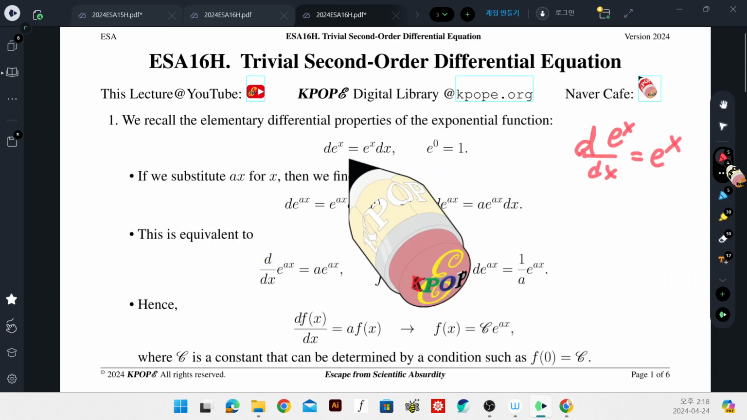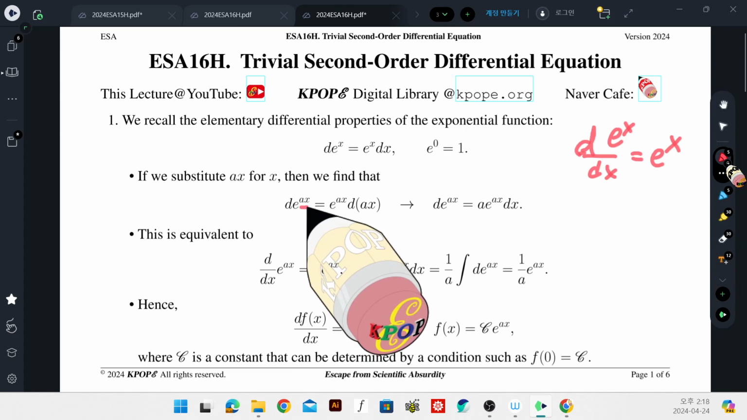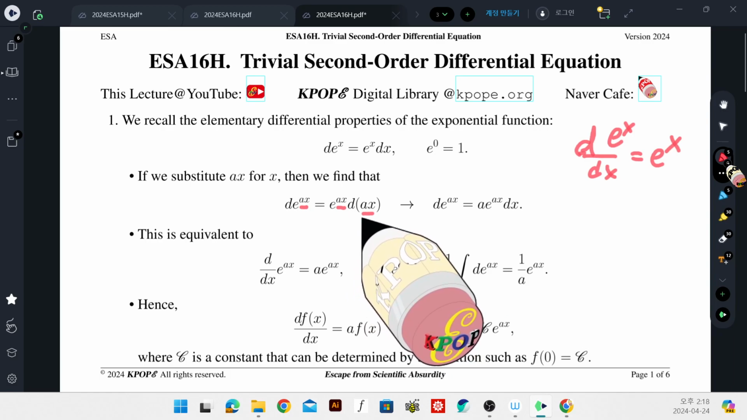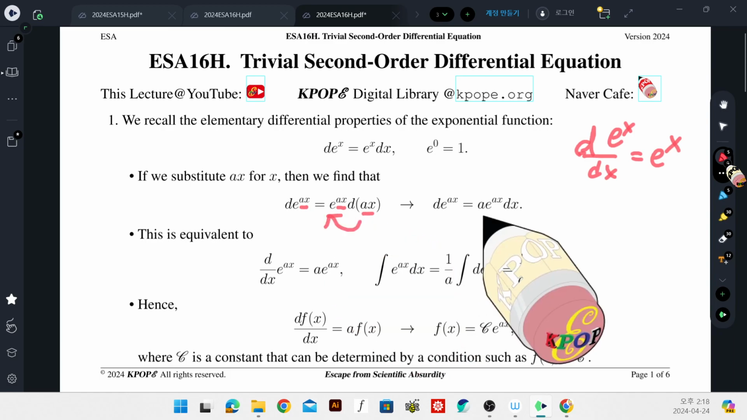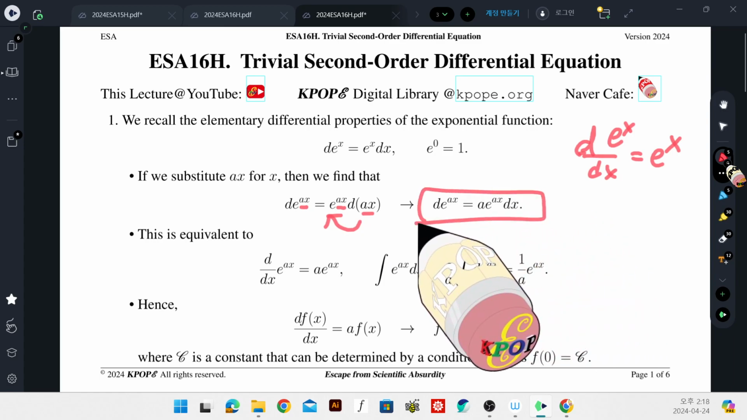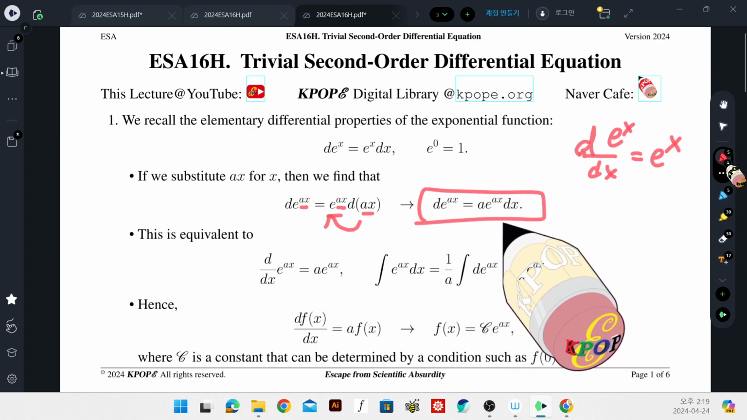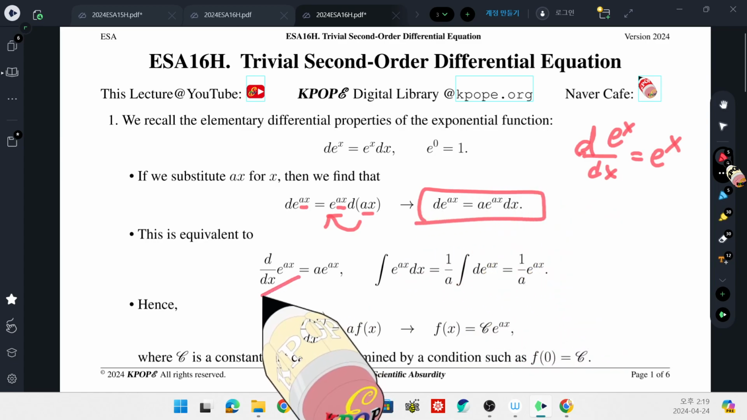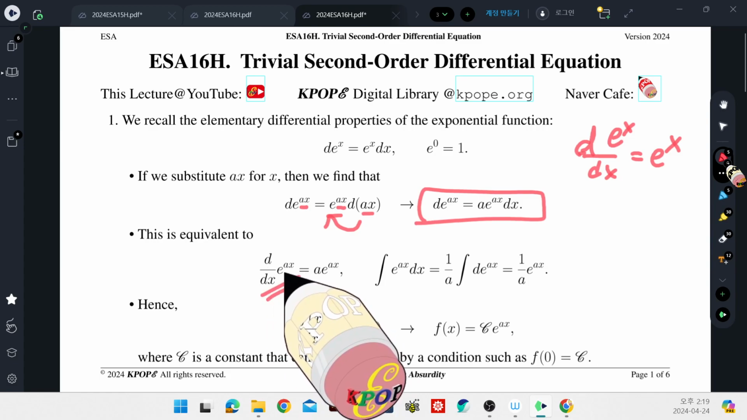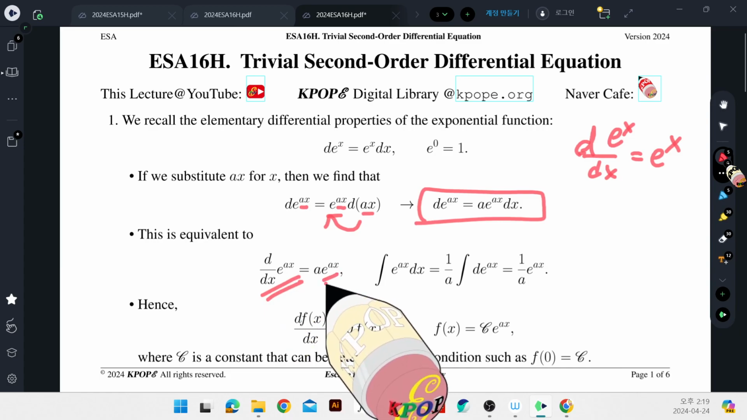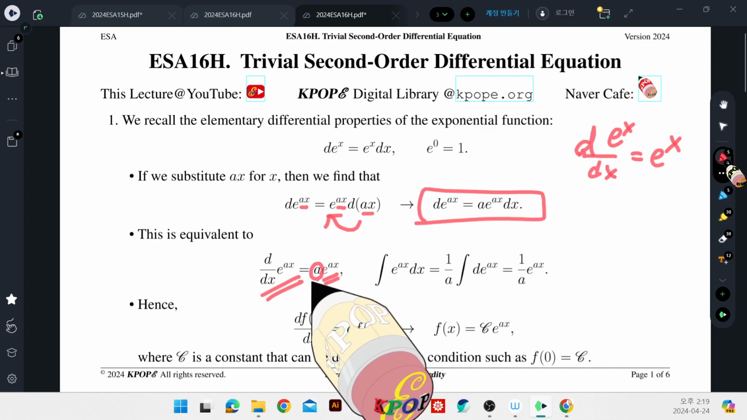If we replace this x with ax, the form is the same. Now we can factor this a out to find this expression. We rewrite this one by dividing this identity by dx. So the derivative of exponential ax is identical to exponential ax, except that we have an additional factor a. This can be obtained by using the chain rule.